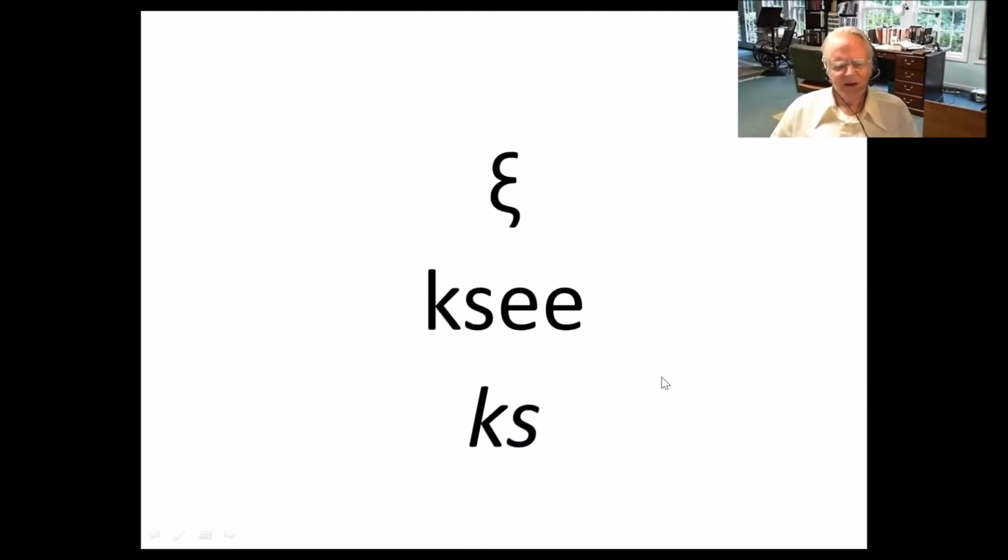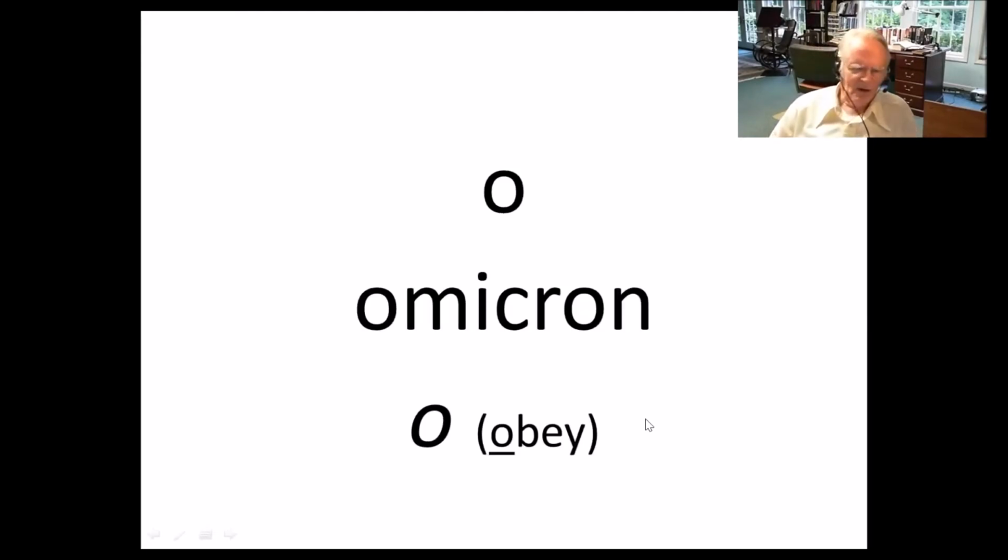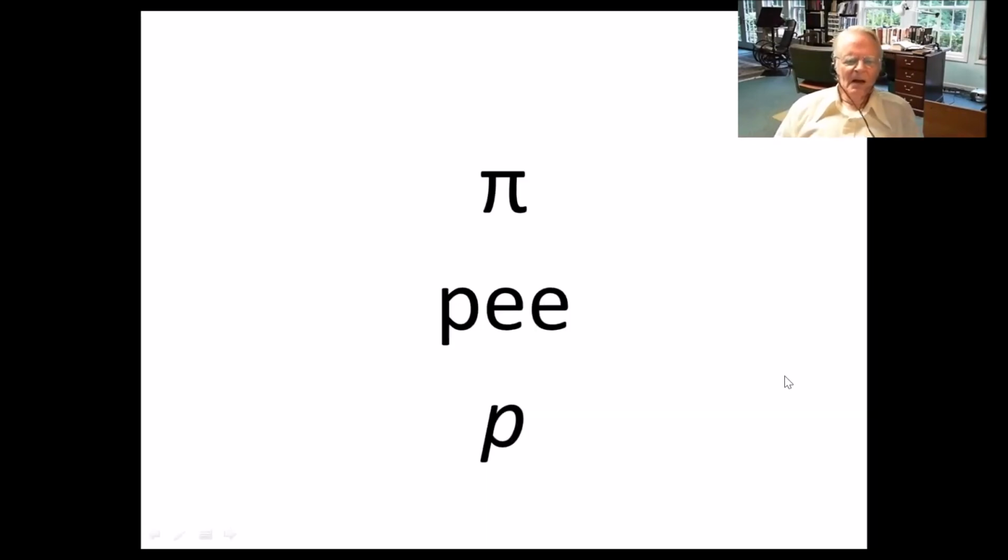Xi. That's the sound of X, KS. Fairly rare letter. Omicron, that's a little O, you see, a micro O. So O as in obey. It's the same sound as omega, the last letter of the alphabet. Okay, that's very easy because you know that from pi r squared, your mathematics.